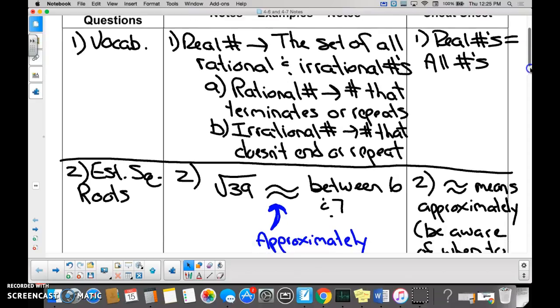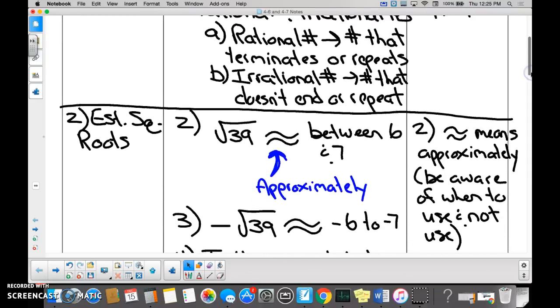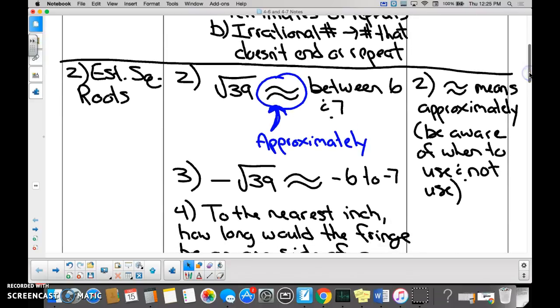So number 2, estimating square roots. Very important that you understand what this sign means. A squiggly equal sign means what, everybody? Approximately.